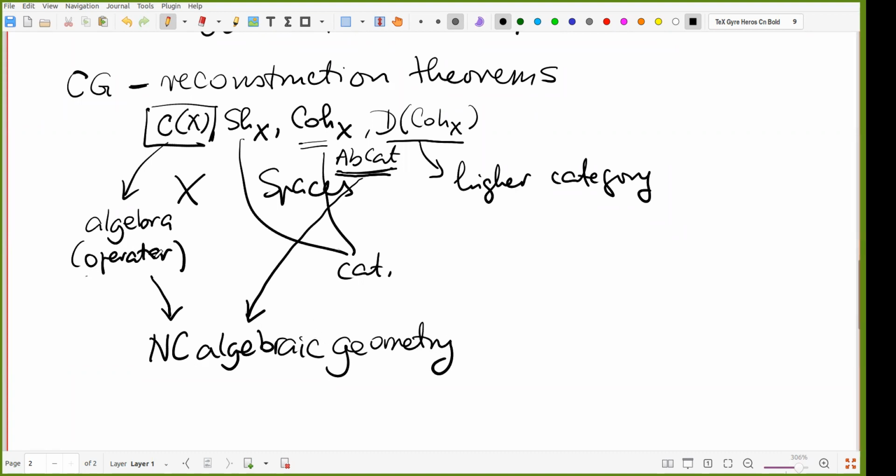Say not operator algebras, just algebras, rings, non-commutative algebra. Of course, commutative, if it's non-commutative it means I'm taking not coherent sheaves, but I'm taking some abelian category. And here I'm not taking the algebra of functions, which is commutative, but I'm taking some algebra. Then it becomes non-commutative algebraic geometry.